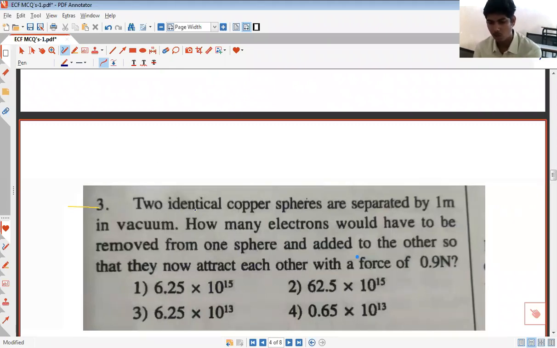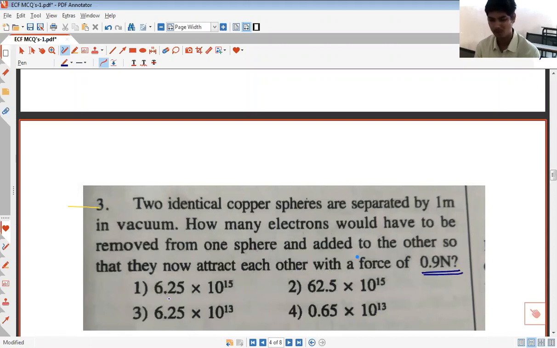Third problem. Two identical copper spheres are separated by 1 meter in vacuum. How many electrons would have to be removed from one sphere and added to the other so that they now attract each other with a force of 0.9 Newton?